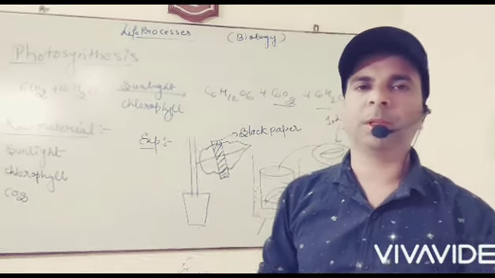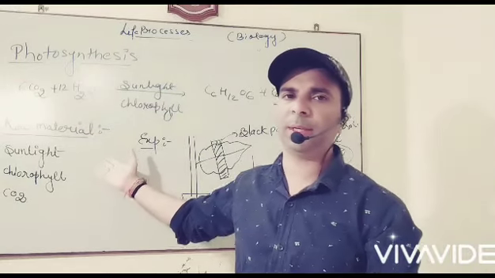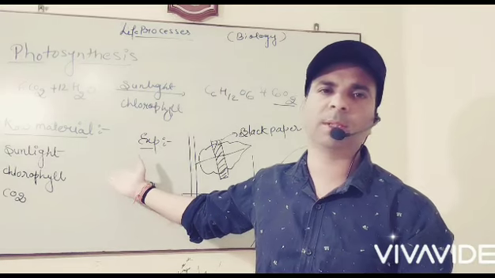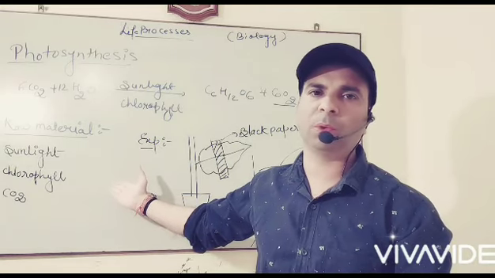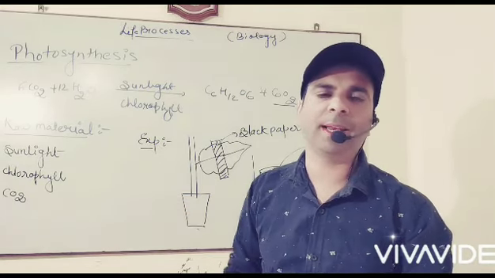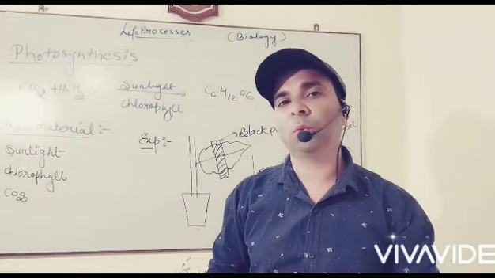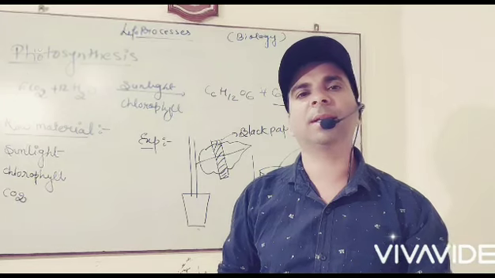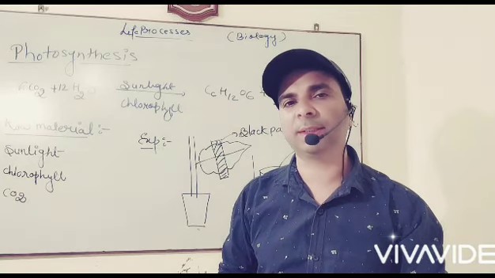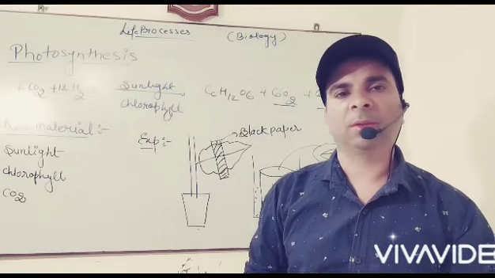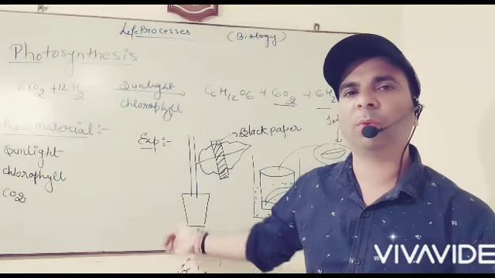Now, what are the different raw materials required by the plant for photosynthesis? The first one is CO2, the second is chlorophyll, and the third is sunlight. So how can we show that these components are necessary for photosynthesis? We can demonstrate one experiment for each. First, the one for sunlight.